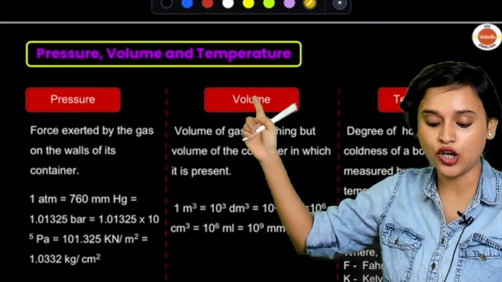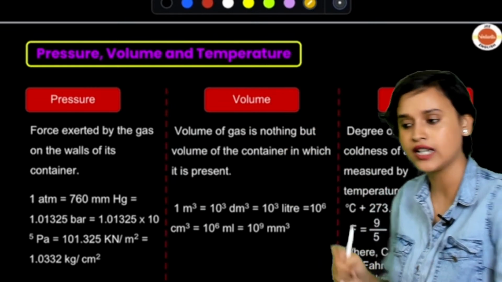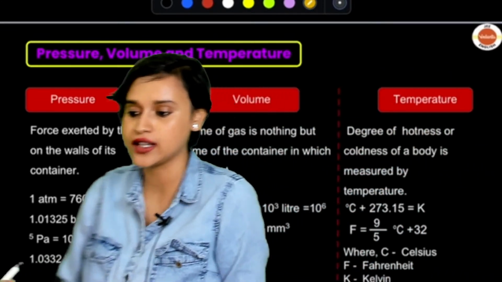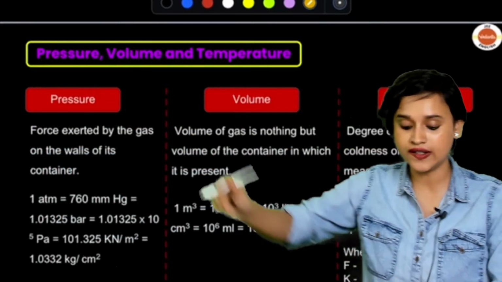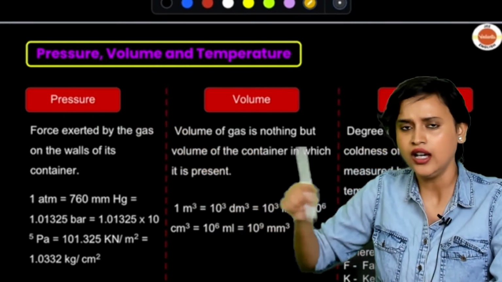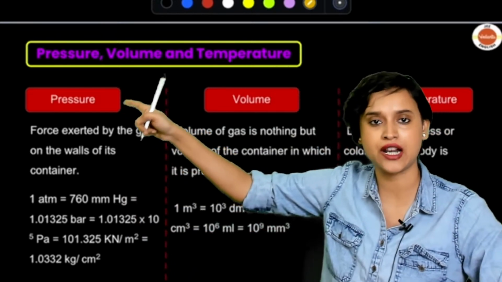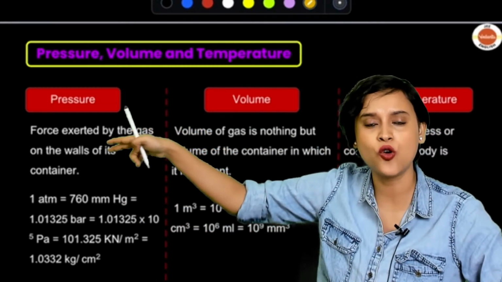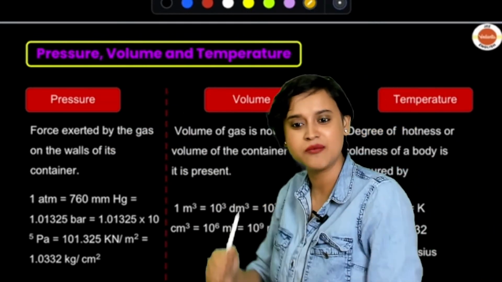We all know that pressure is the force exerted by the gas on the walls of its container. A question for you guys, everybody. Do you see what is written here? Force exerted by the gas on the walls of the container. Tell me something. When on the top it is written as pressure, why does it say that it is force exerted by the gas on the walls of its container? Jog down the memory lane.